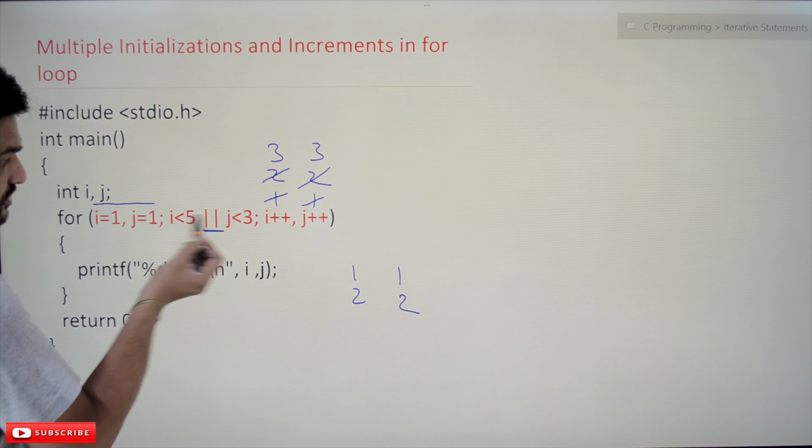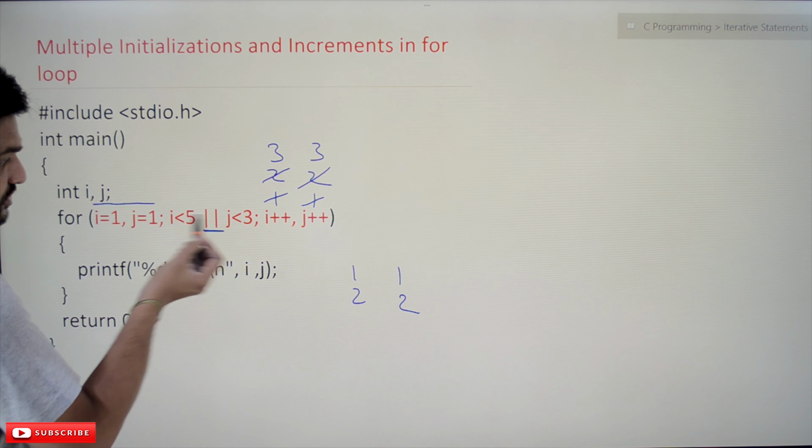Again, in the next iteration it is going to be 4 and 4. Are both of them true? No, this is false and this is true. So again 4 and 4 will get printed. Again this will get incremented to 5 and 5. i and j will get incremented to 5 and 5, and now we are going to check this condition. This is false and this one is also false. So we are going to come out of this for loop, the next statement will get executed, and the program will terminate.